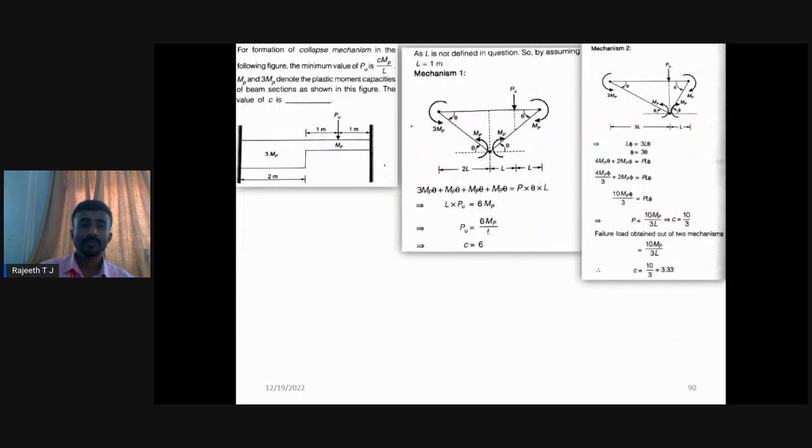So the next problem is an important problem here. The formation of the plastic collapse mechanism is given like this. The PU will be C MP by L. So we know the collapse load will always be some numerical value times MP by L. Here we should calculate what this numerical number is. So here they have given the section like this.